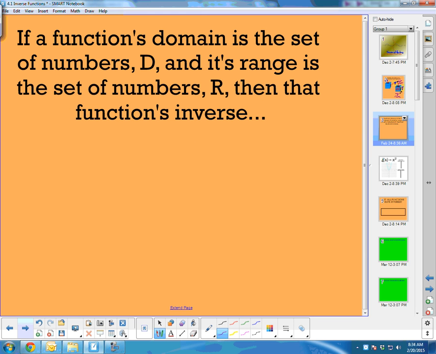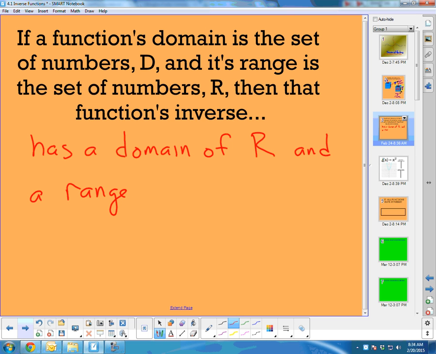If a function's domain is a set of numbers D, and its range is a set of numbers R, then that function's inverse has a domain of R and a range of D.